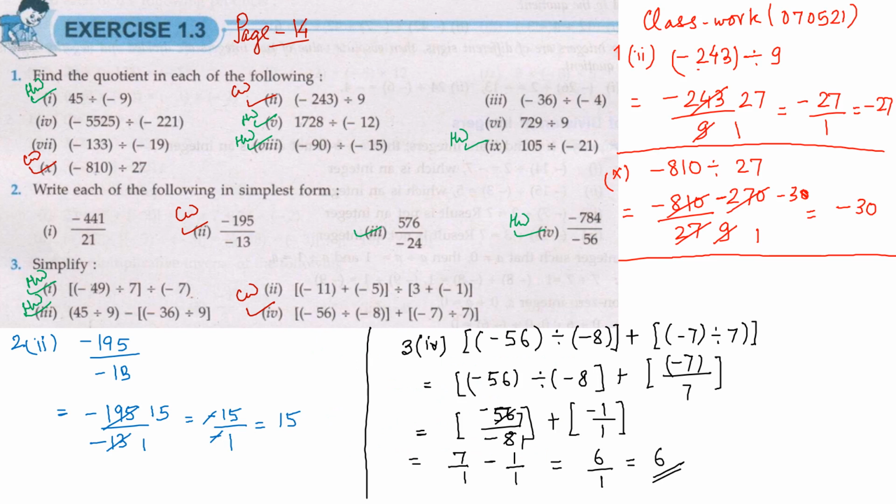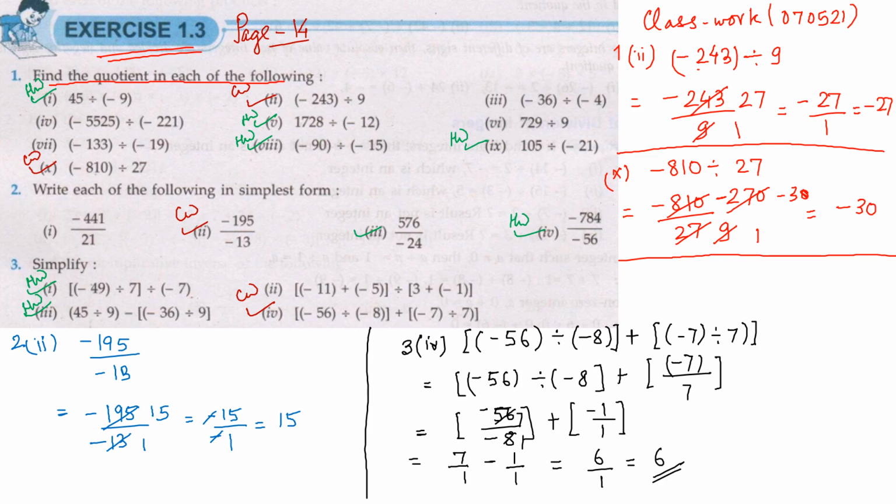So the introduction of integers was already given to you in the previous class. Today we will see exercise 1.3. They are asking you to find the quotient in each of the following. Quotient is what? Quotient is dividend by divisor. So everywhere you have to divide and find the quotient.